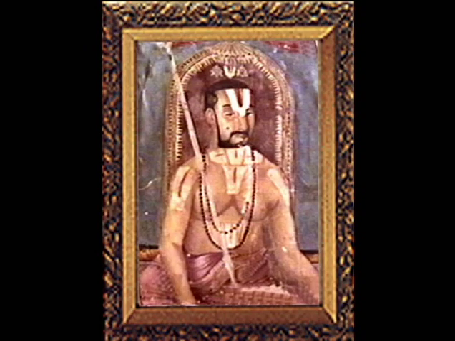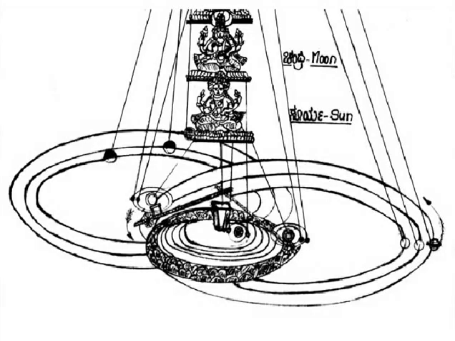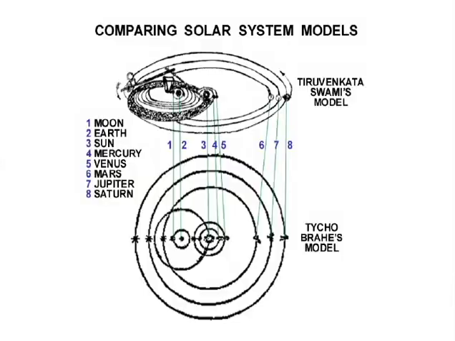In the 19th century, the South Indian scholar Tiruvenkata Ramanuja Goswami compared the solar system with Bhumandala. Here is a diagram of his model. Tiruvenkata's model exactly matches the geocentric model of Tycho Brahe. In fact, this is the natural way to compare Bhumandala with the planetary orbits.